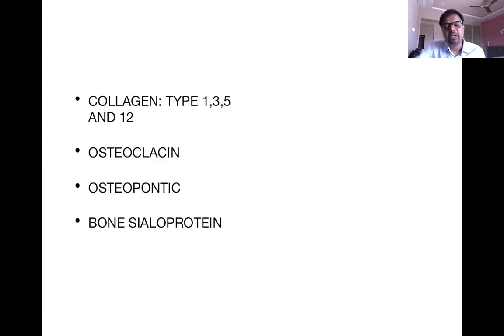The primary types of collagens include 1, 3, and 5. Just remember 1, that's important. Then you have other non-collagenous proteins in the bone, known as osteocalcin, osteopontin, osteonectin, and also bone protein. If you remember these, that's excellent.